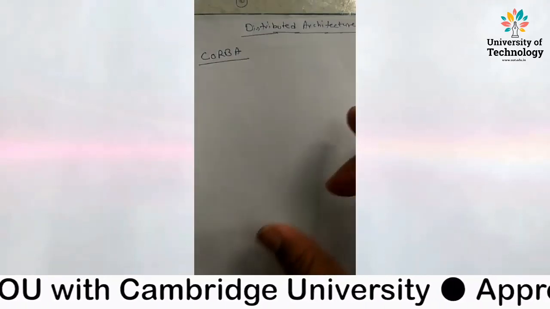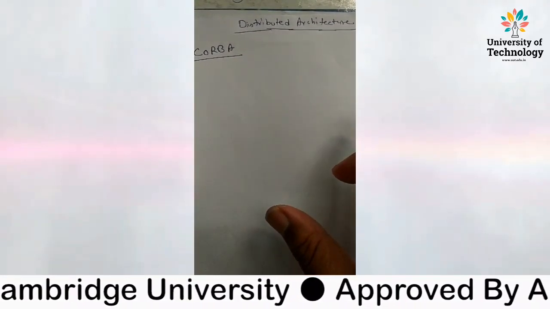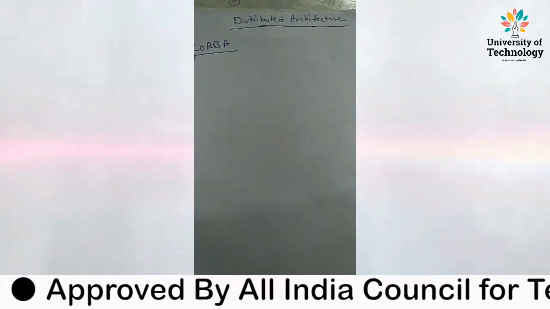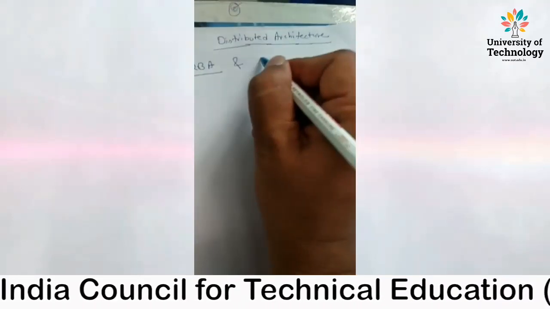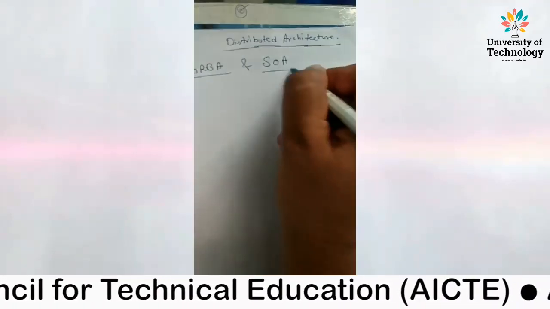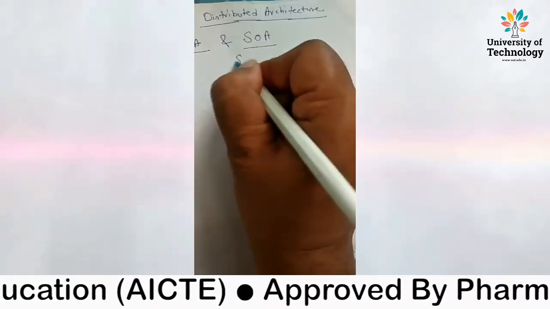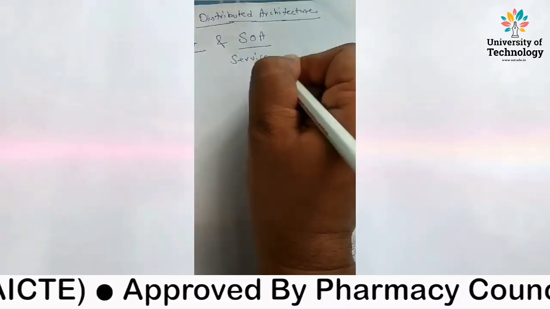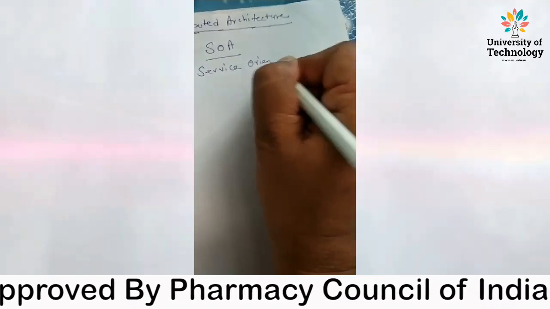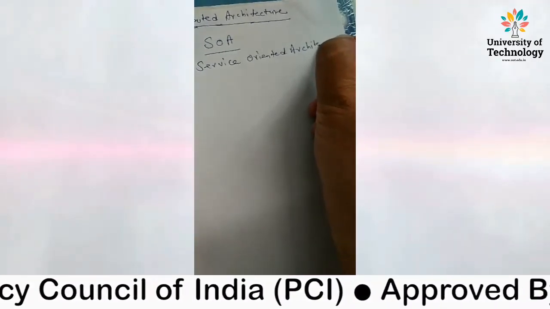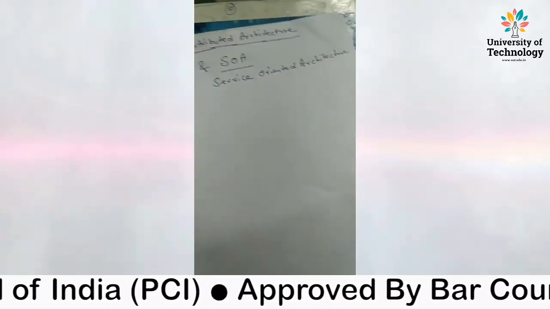We discussed Corba earlier. Common Object Request Broker Architecture. And the SOA. SOA stands for Service Oriented Architecture.